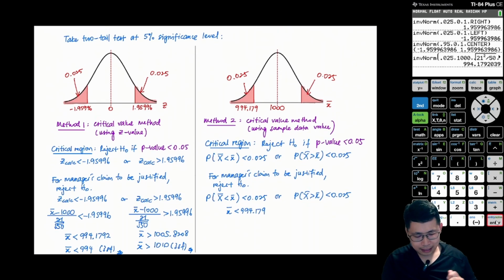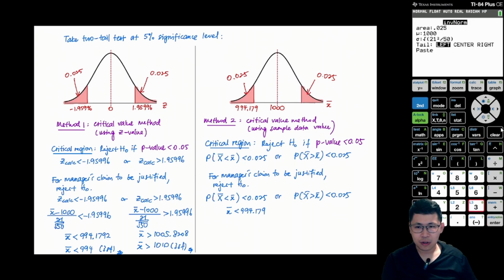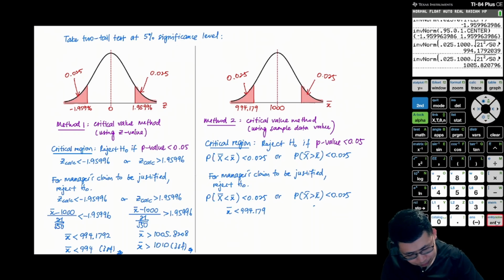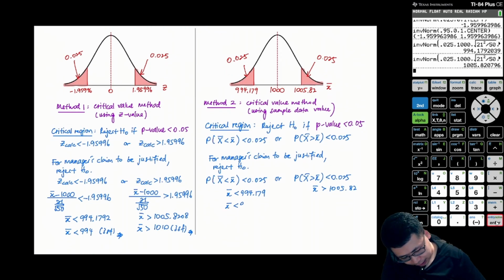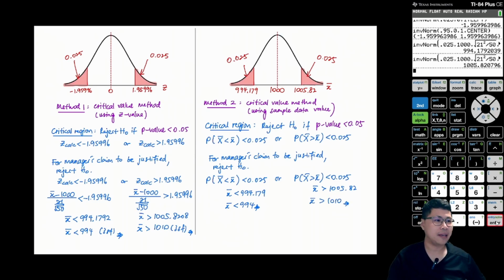So this tells me that the mean x bar is less than 994.179. Or if we were to look at the inverse normal and look at the right tail over here, straightforward, we can get x bar. This is 1005.82. So x bar would be greater than 1005.82. Writing to 3 SF, 994, and x bar more than 1010. Something like that.